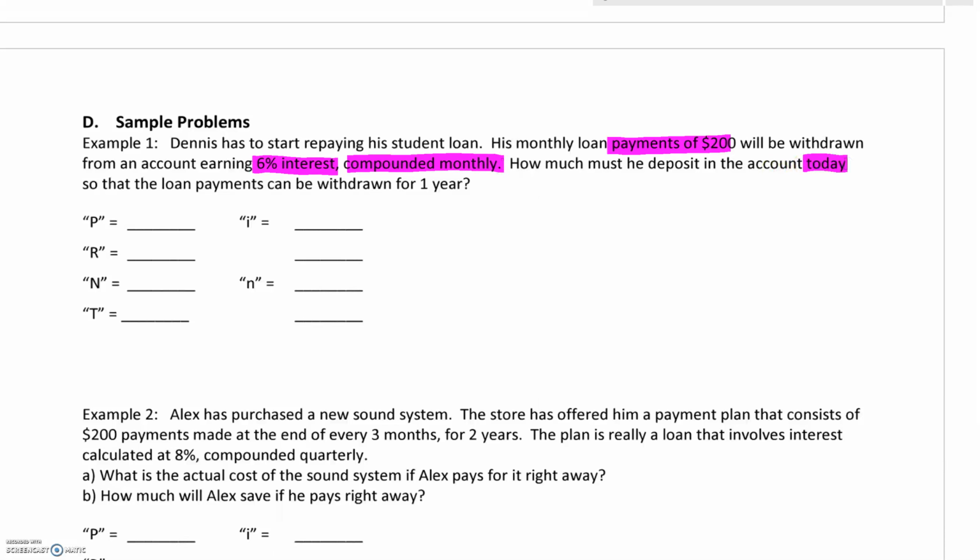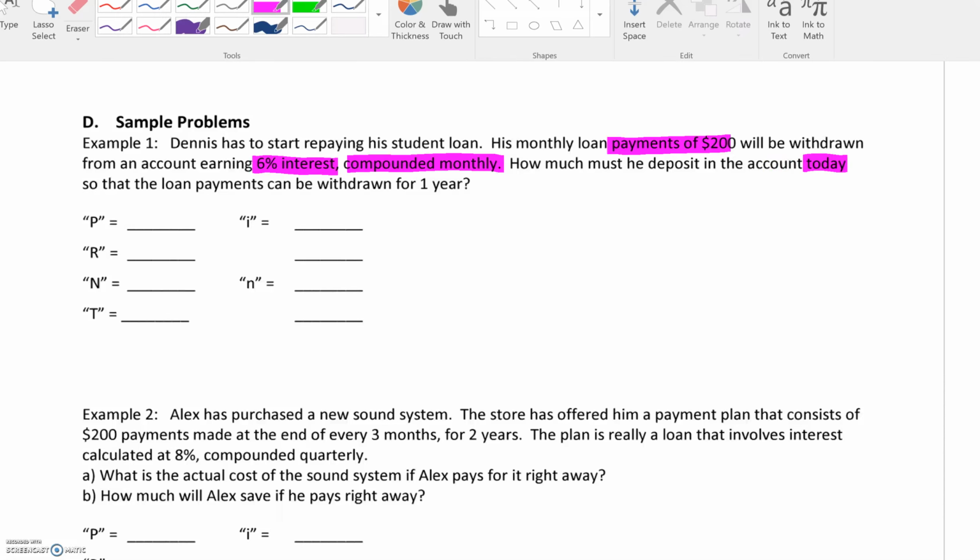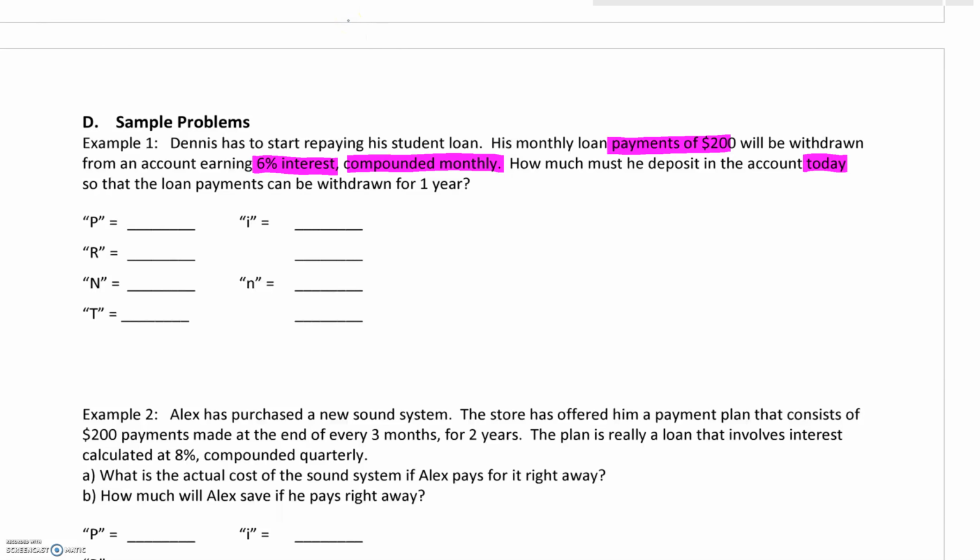That won't always be there. You may not always know that this is a present value question, but because it says how much does he need to put today, that means that we're looking for the present value and not the future value. So he's making regular payments of $200. So that $200 is going to go where the R is. If you look up in the note, it explains that R is the amount of payments.